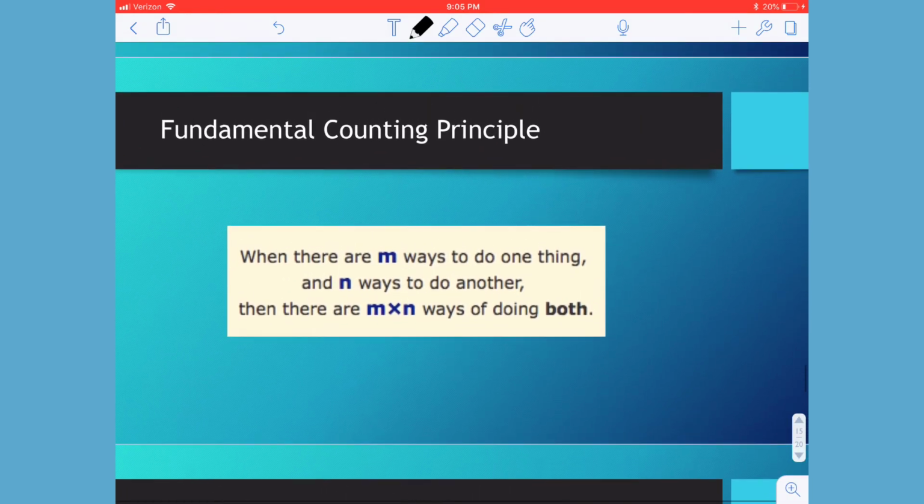Now, there's something special called the fundamental counting principle. This is super helpful. When there's m ways to do one thing and n ways to do another, all you have to do is multiply the 2 values to figure out how many options there are. So I like thinking about this with clothes. I always think that that's the easiest to think about when you're dealing with the fundamental counting principle. If I've got 5 shirts and 10 pants and I want to figure out how many different combinations of outfits I can make, I just do 5 times 10, which is 50. So there's 50 unique outfits that I could create.